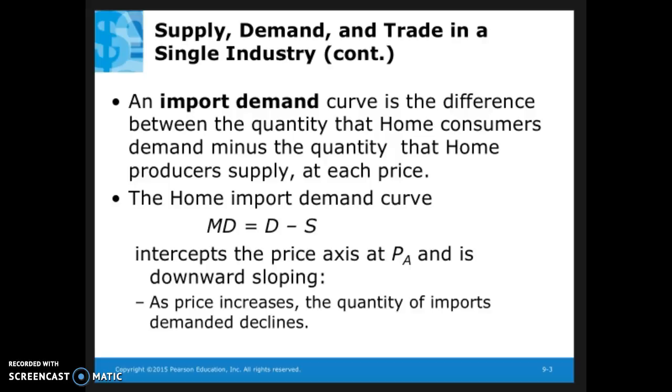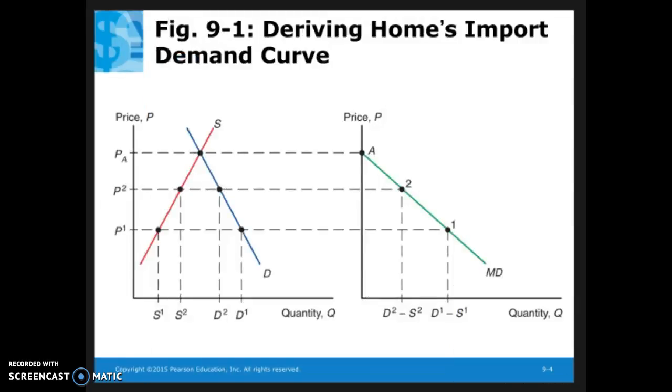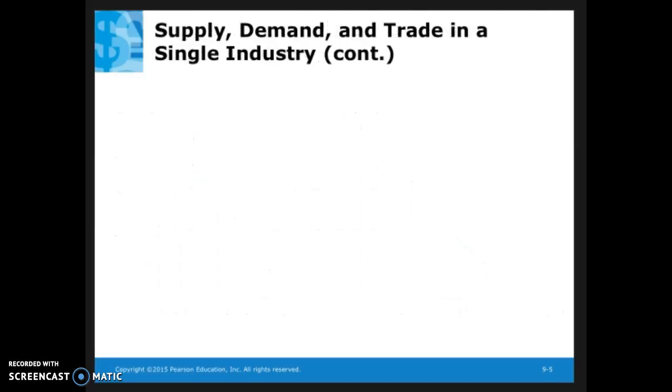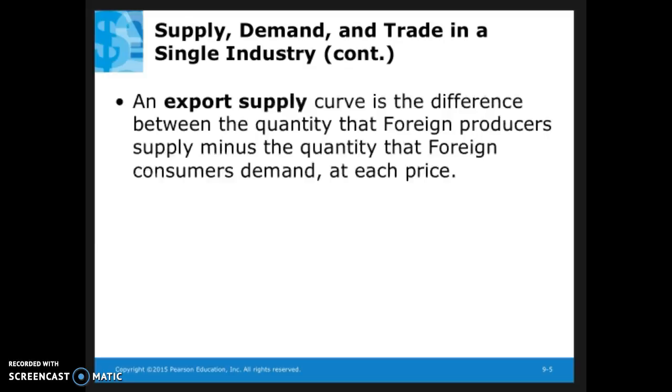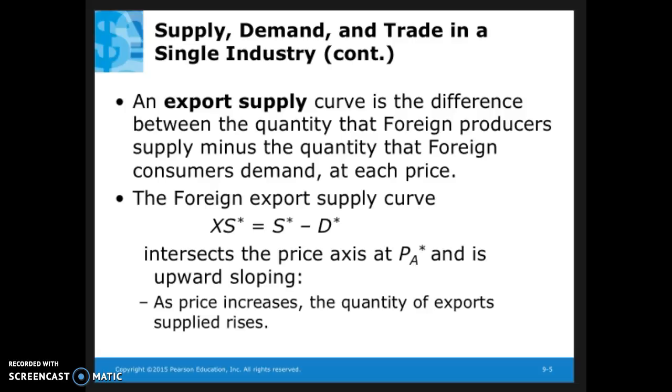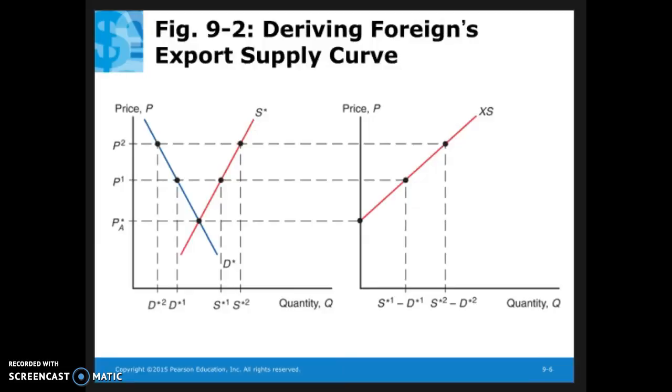This is what that looks like in the formula. And here's what that looks like graphically. The export supply curve is the difference between the quantity that foreign producers supply minus the quantity that foreign consumers demand. Here's that formula. Here's what it looks like graphically.